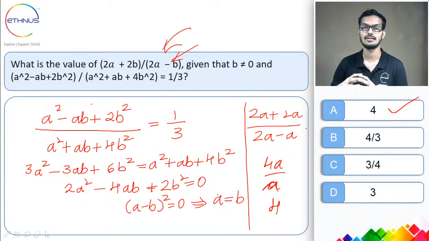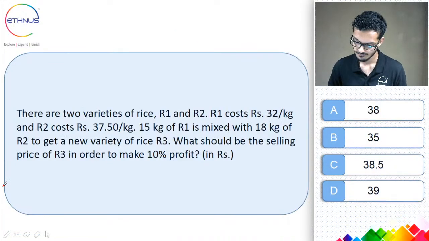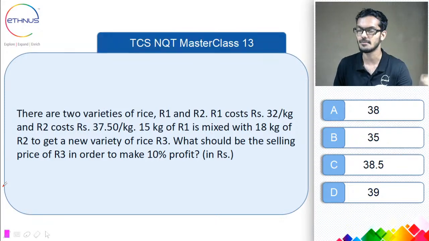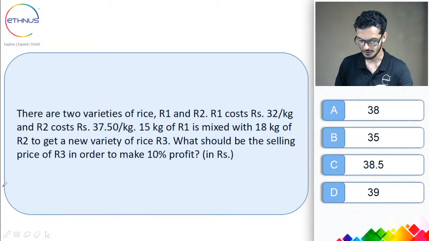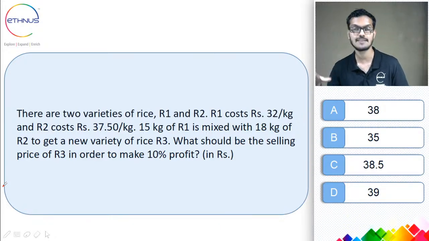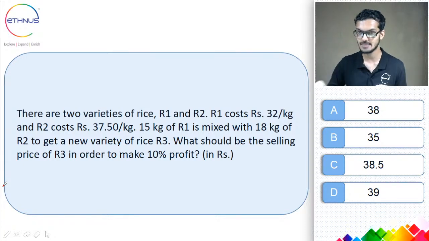Okay, so let's move on to the next question. Yes, this is a very interesting question. You can try to solve this within 1.5 minutes. I'm going to start the timer right now. Before that, let me read out the question for you. There are two varieties of rice, R1 and R2. R1 costs rupees 32 per kg and R2 costs rupees 37.5 per kg. 15 kg of R1 is mixed with 18 kg of R2 to get a new variety of rice R3. What should be the selling price of R3 in order to make 10% profit?